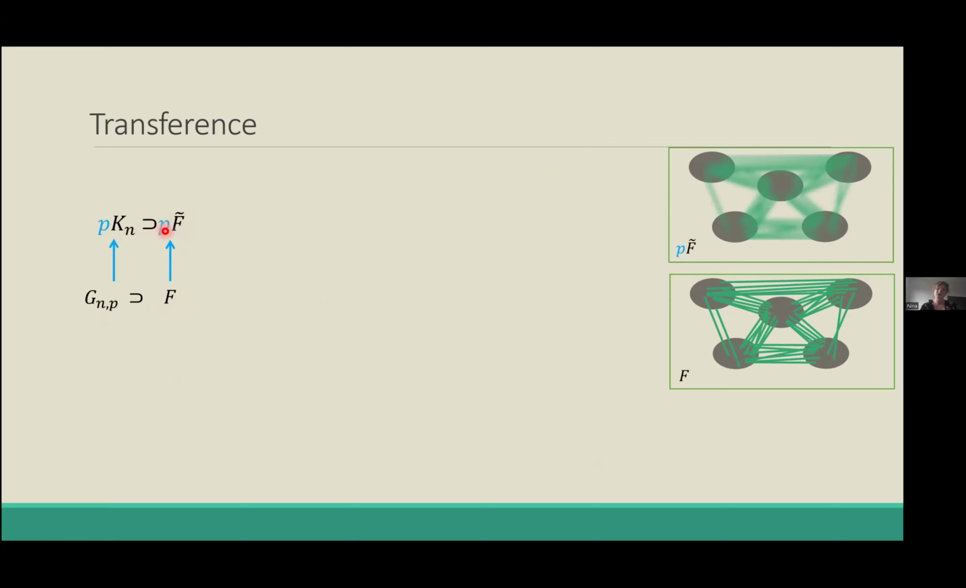But here it's actually useful to work with weighted graphs. So we put a weight of p on the edges of this dense graph, because that way we can compare the edge density in p F tilde to the edge density of F. Without this p factor, F tilde would be some dense graph, so positive density, and F would be some graph of density roughly p, and there would be no way to compare that. But this weight is just there to make them comparable.